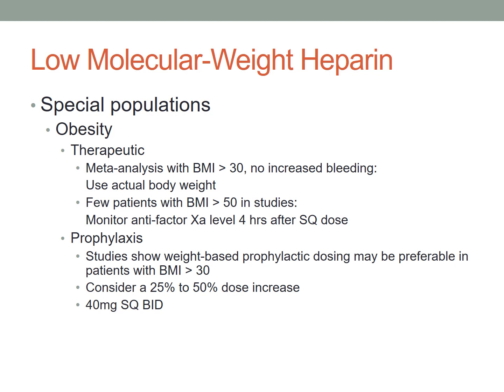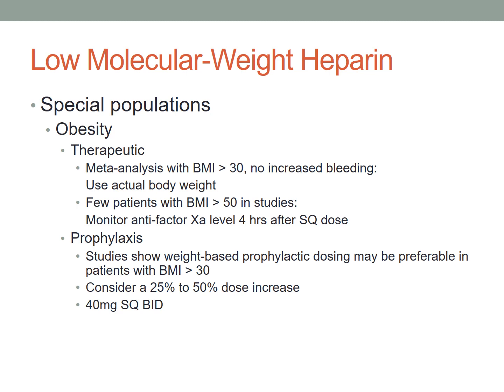So in our obese patients, and these are patients with a BMI greater than 30, when we're using therapeutic or full dose anticoagulation, meta-analysis has found that in patients with a BMI greater than 30, there is no increased bleeding, and so we use actual body weight in those patients. However, it's important to note that there were very few patients with a BMI that was greater than 50 in these studies.